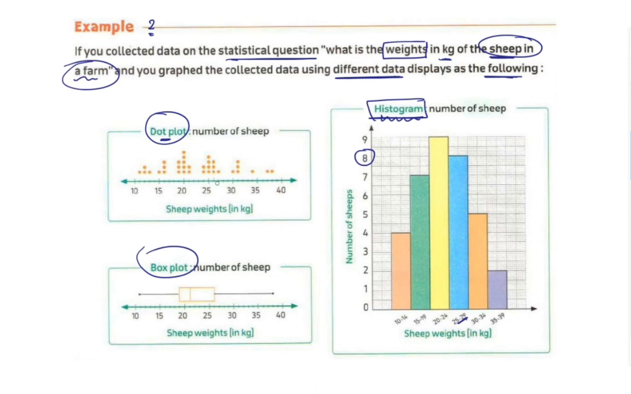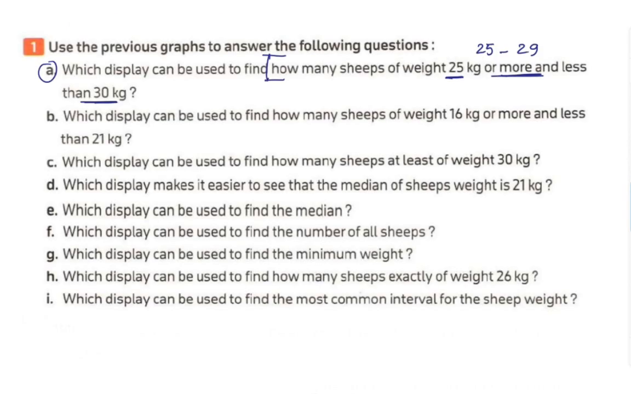But from dot plot, at 25 we have 1, 2, 3, 4. And here we have 26, 1, 2, 3. Okay, and 27 we have 1. If you add these numbers, 4 plus 3 plus 1, you will find 8. Now, for answering this question, I can use dot plot or histogram. So I can use histogram or what? Or dot plot.